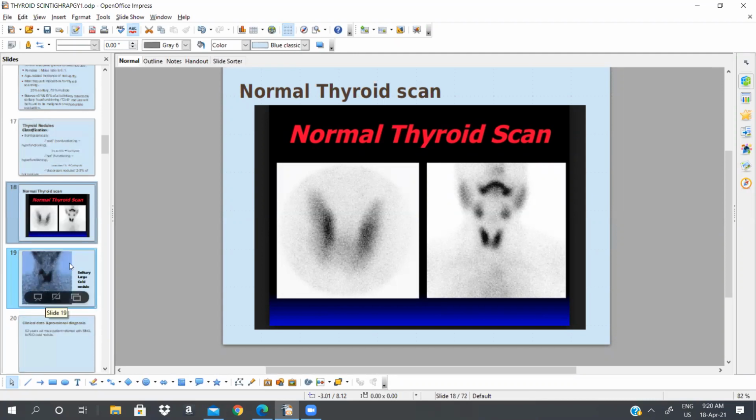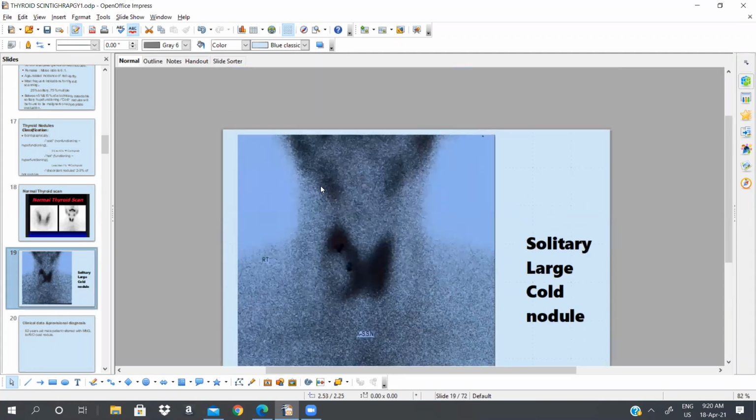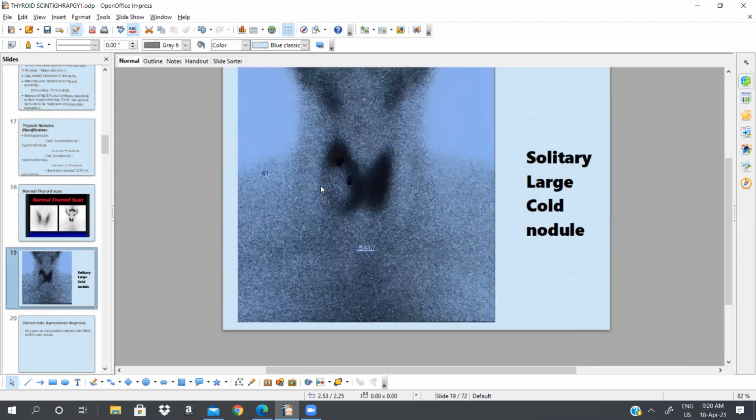Now I will start with the cold nodule. This is a case of a solitary large cold nodule. Why do we call it cold? Because it is hypofunctioning compared to the rest of the thyroid gland. And you see it is a big, large cold nodule occupying part of the thyroid, the right thyroid lobe. And here the suprasternal notch. So the thyroid is in normal location. It's not going below the SSN, or inferior to the suprasternal notch region.